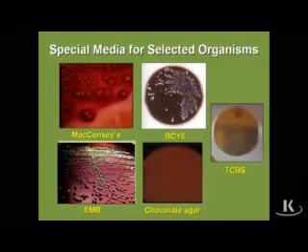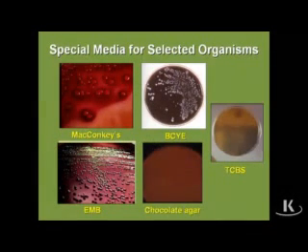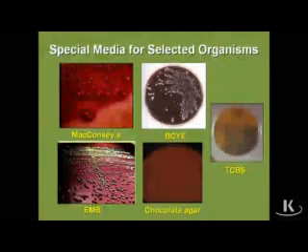Okay? What I'm showing here are some of the different types of medium. MacConkey agar is shown here such that if an organism ferments lactose, there is a pH indicator in the medium, and it's going to turn those colonies pink. So a lactose fermenter on MacConkey is going to be pink.